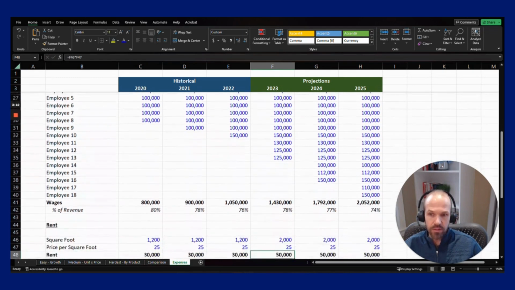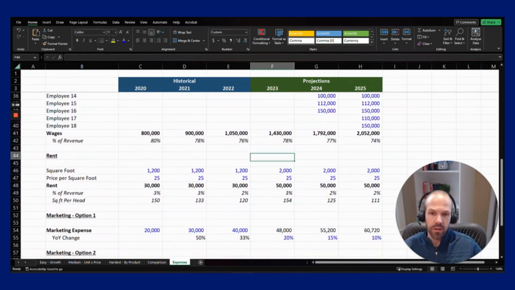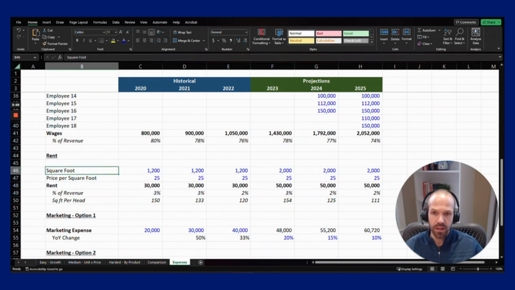So that's wages. Building out something like rent is much more simplistic. You obviously have the number of square foot that you have, what's the assumed price per square foot, and therefore what your rent is. Here, in the historical period, we've got 1,200 square foot and it's $25 per square foot. We've assumed going forward that that's going to remain constant. But given that we're employing a lot more people, we need more square footage. So we're assuming that we've gone from 1,200 up to 2,000 square foot.